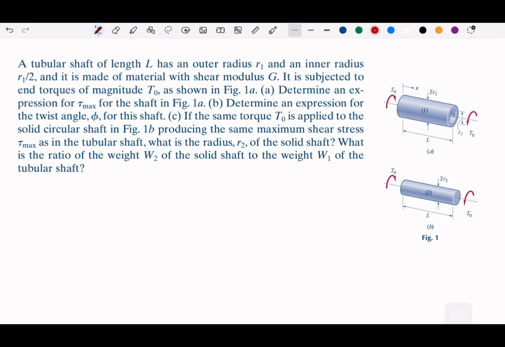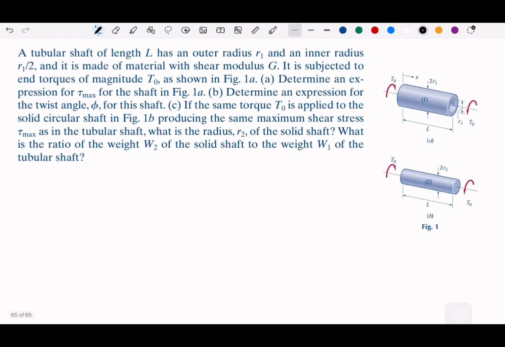So we are going to discuss the ratio of these two tubulars. Okay, so we have two tubulars, and we are going to solve the first tube, the top one. We can start with determining the expression of tau max. For A, the tau max will be the torque max multiplied by the radius, divided by, sometimes we can use R or rho, but I will just use R, divided by the polar moment of inertia.